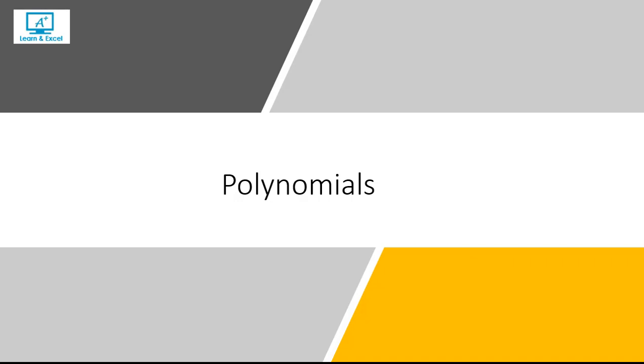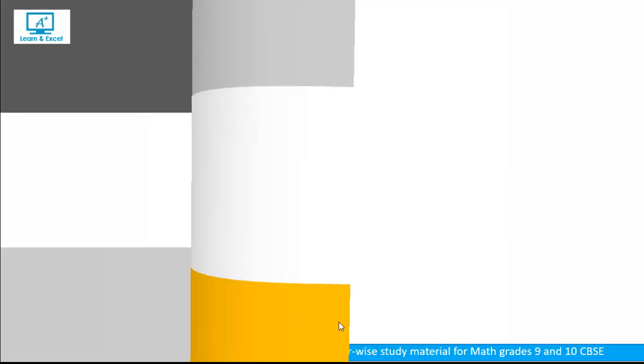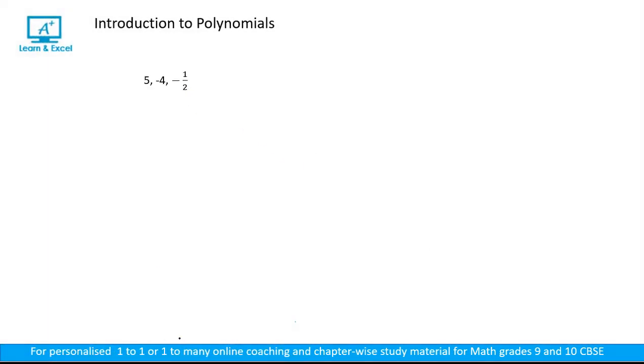Hello everyone. In this video, let us recap some of our concepts of polynomials. Let us look at the numbers 5, minus 4, minus half. These can be called constants. Do you know what x, y, m, 3q and 5z are called? They are called variables. Why are they called variables? Because they can be assigned different numerical values like 1, minus 1, 50, 100 or even 0.